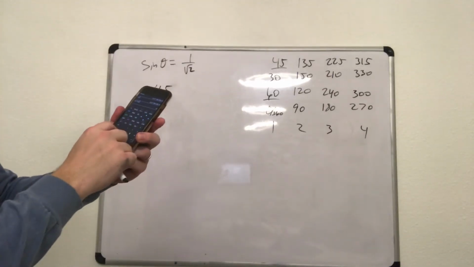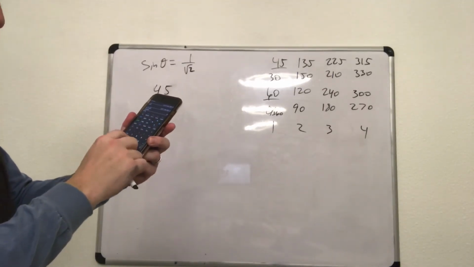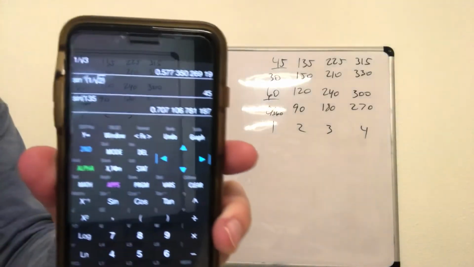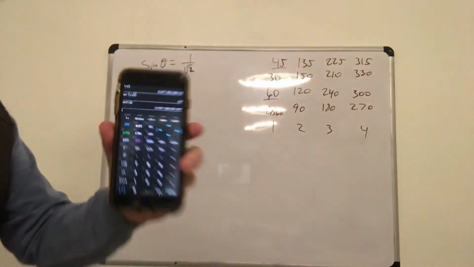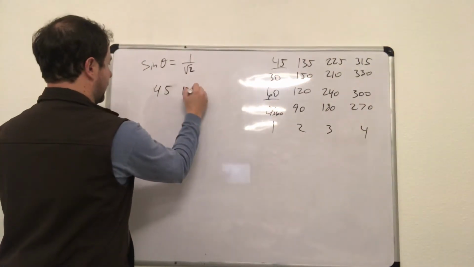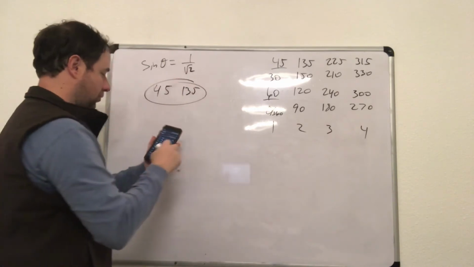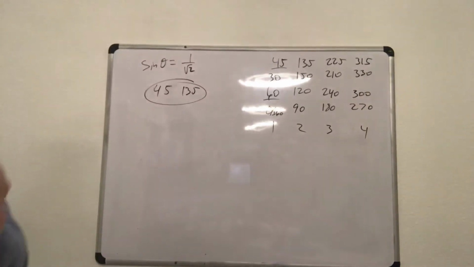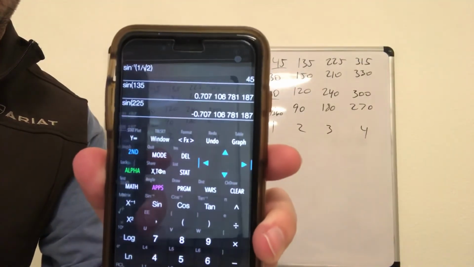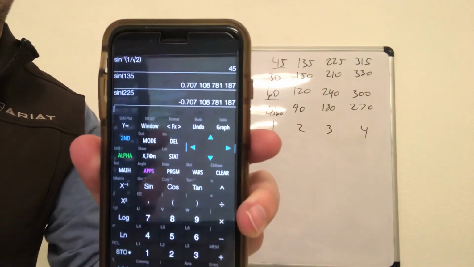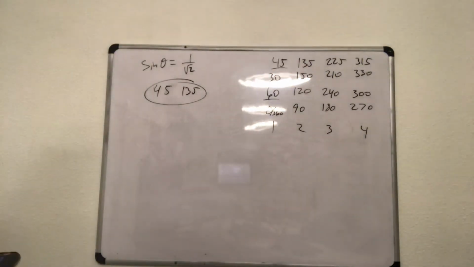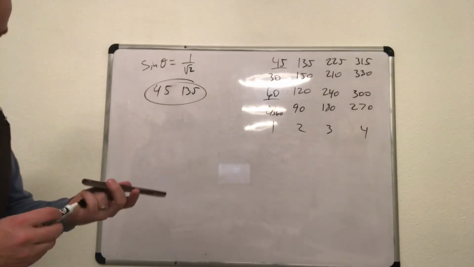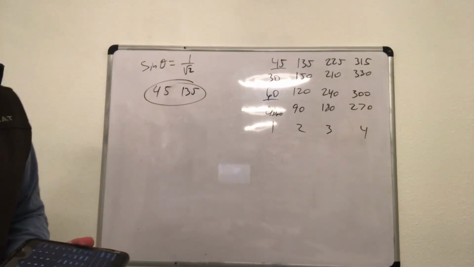So you could plug in sine 135 to see if that is it. And you also get a positive 0.707. So 135 and 45 are our answers. You can check it by hitting sine 225, and you see that you get a negative 0.707. So 225 is not the answer. Of course, you can check the other one too. There's always 2 answers. Now another one, I'll go ahead and show you another example with these.